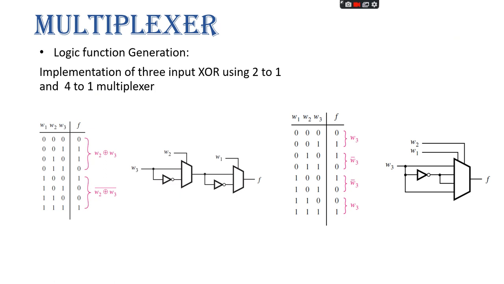Similarly, you have been told to implement a 3 input OR gate and XOR using 2 into 1 and 4 into 1 multiplexers. So, try this at home. Homework.